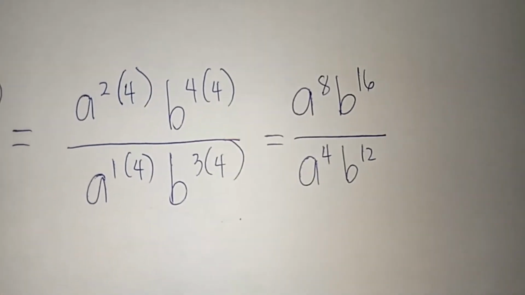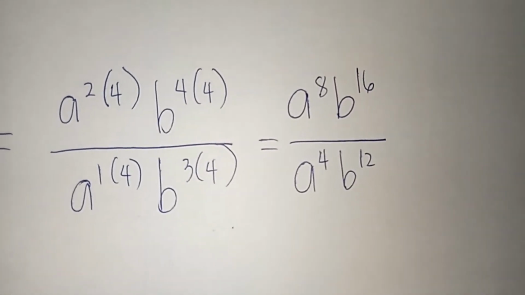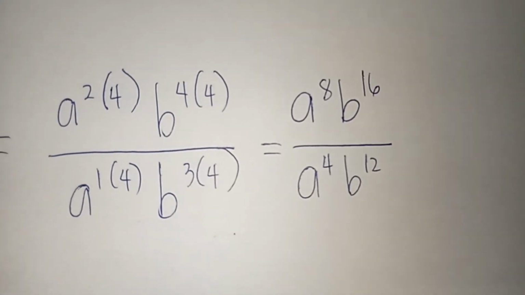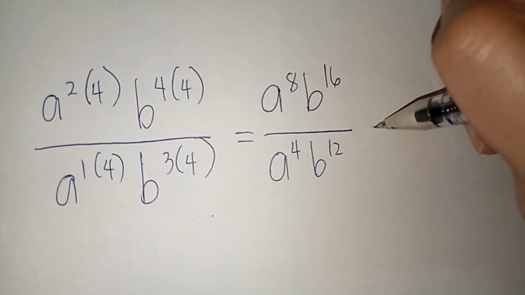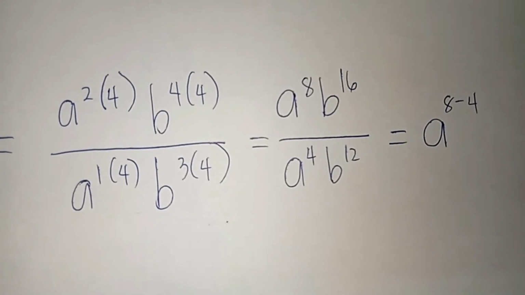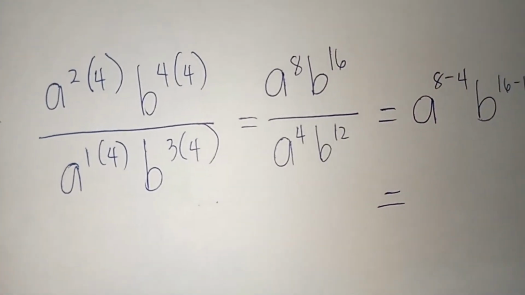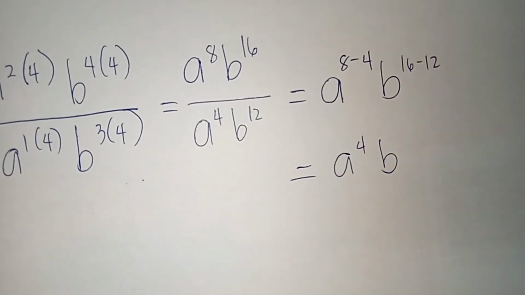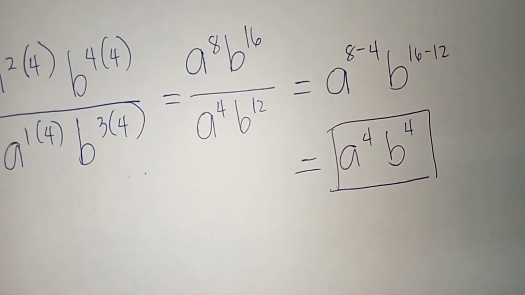Okay, is it done? Not yet. Kasi pwede pa po natin siyang mas-simplify. Ano po ang gagawin natin para mas-simplify ito? So, gagamitin po natin ang ating quotient rule. Ibig sabihin, kapag magkapareho ng base, ima-minus natin ang exponent. Okay? Since pareho naman po ng base, so isulat natin yung base ni a, and then 8 minus 4. Pareho din po ng base na b, so isulat natin, and then their exponent, 16 minus 12. For the final answer, we have a raised to 8 minus 4 is 4, and then b, 16 minus 12 is 4. So, final answer natin ay a to the 4th, b to the 4th. Okay?